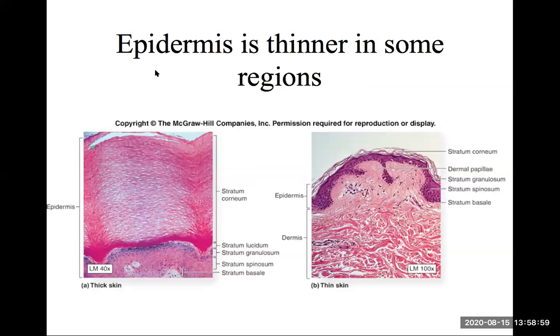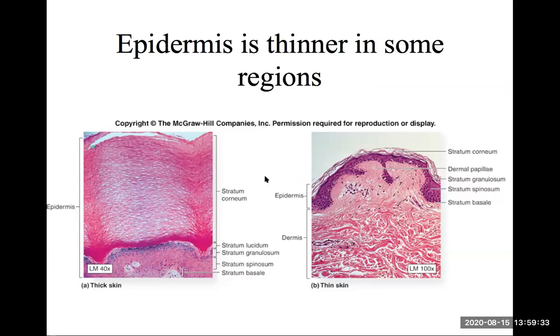Now, skin can be thick or thin depending on the region of the body. If you look here on the left, notice that the stratum corneum is very, very thick. There's lots and lots of dead skin. So where on your body do you have a lot of dead skin? Well, the most obvious is the bottom of your foot. Even if you like to get pedicures, you accumulate dead skin on the bottoms of your feet. And the other area where you have thick skin is actually on the palms of your hands.